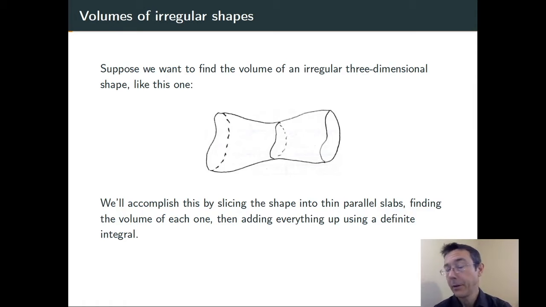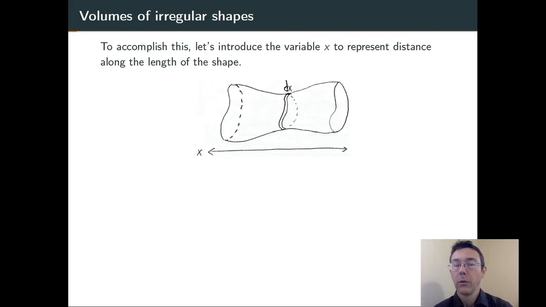The big idea in calculus is to slice your shape up into smaller pieces, approximate the volume or area or whatever, and then use the definite integral to add up all of those smaller pieces to get the whole. That's what we're going to do here. So let's draw an x-axis underneath our shape. This is going to let us keep track of where our slabs are. Then let's start slicing it.